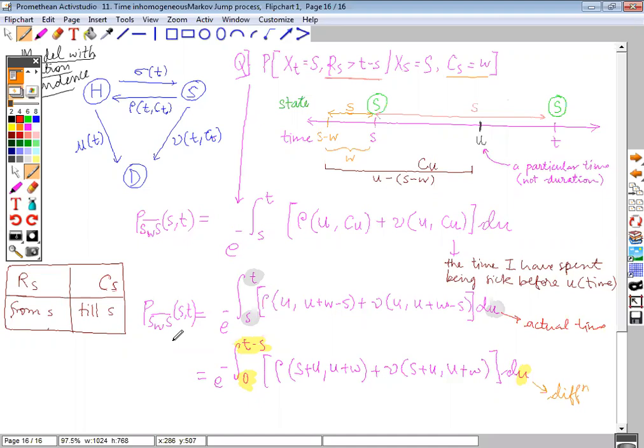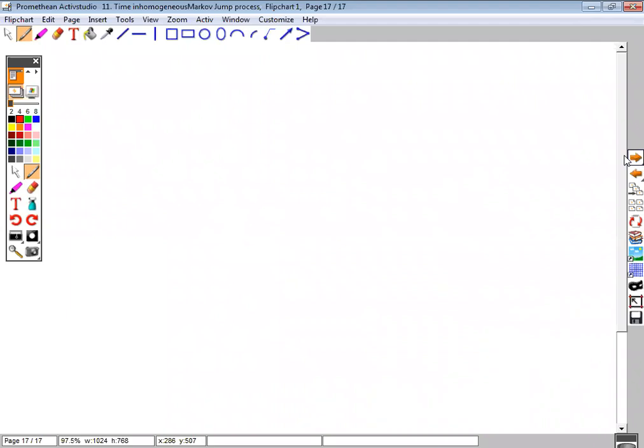Okay, so now let us try to solve one small example so that we see how much of this we have understood. What I want to figure out is the probability that at time t I am healthy, given that at time s I am in state sick and my CS is W. Yeah, let's try to solve this. I would say this is a good example.